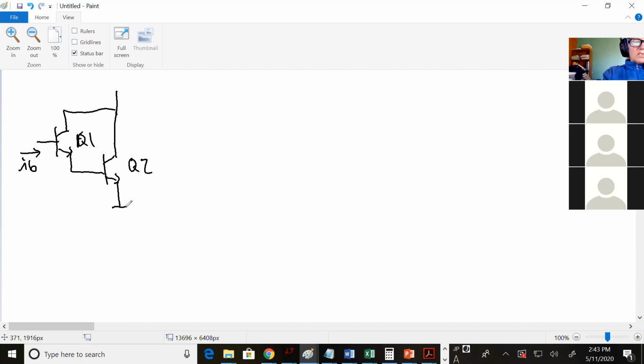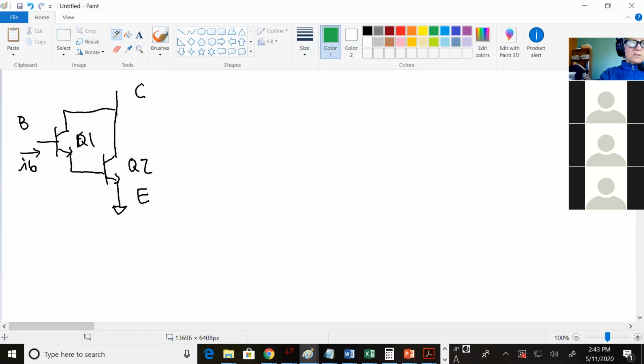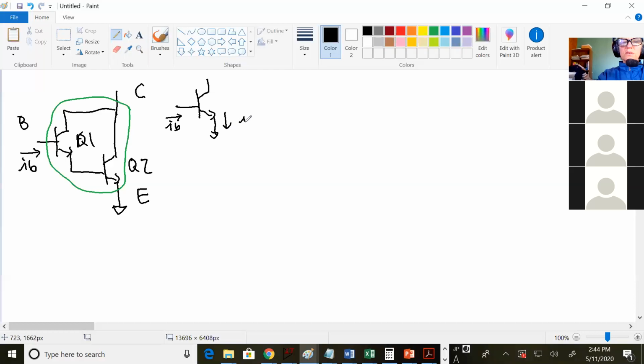Okay, and just for the heck of it, let's ground this. It's still a composite transistor. It's got the three terminals. So if you do this, then you have a collector, base, and emitter. And this is magical because let's see what happens to the current. So in a regular transistor, if I put IB in, what would I get out here? IB times beta plus one. IB plus IC, which is IB times one plus beta. That's IB plus beta IB, which is IC. Okay, so that's what you get out here.